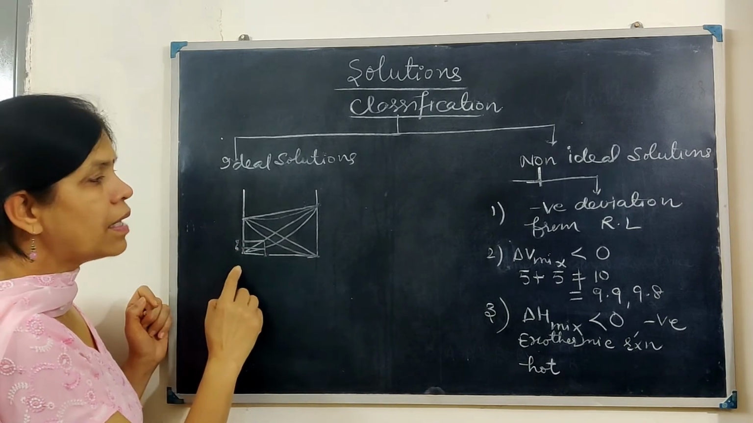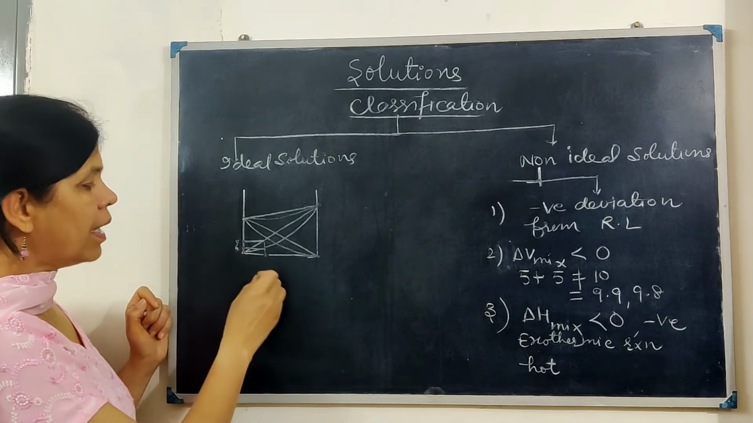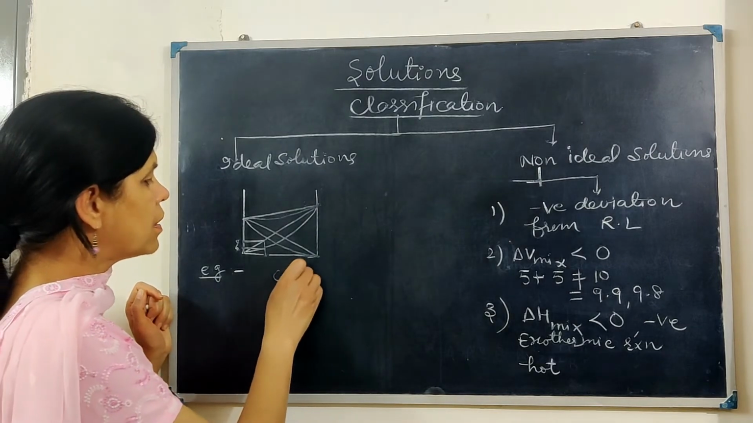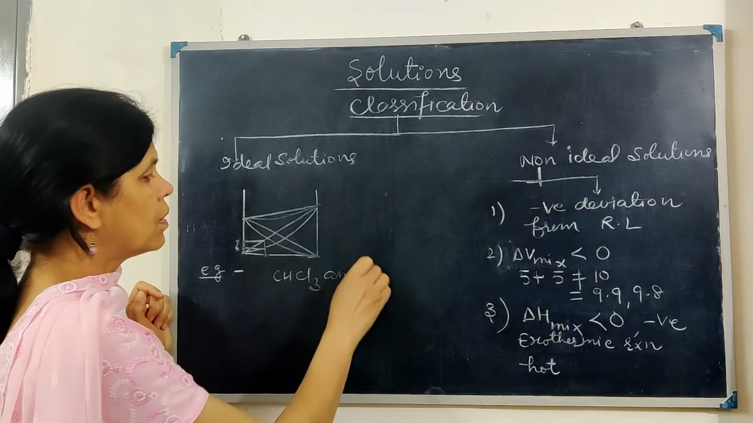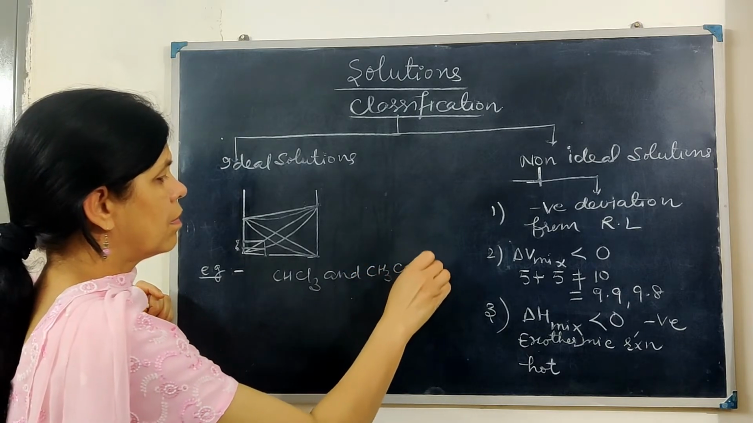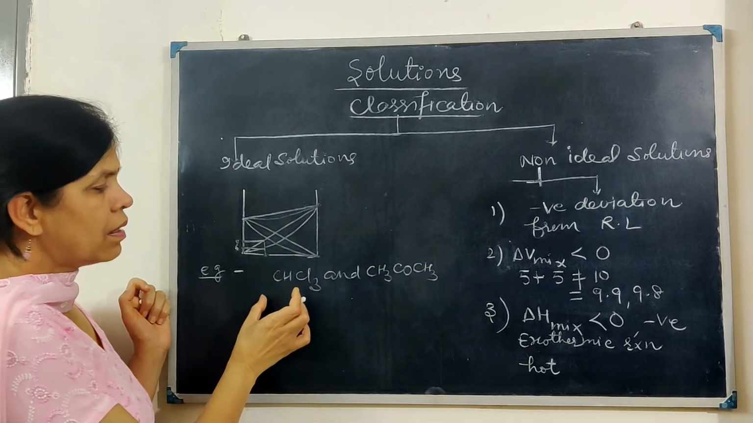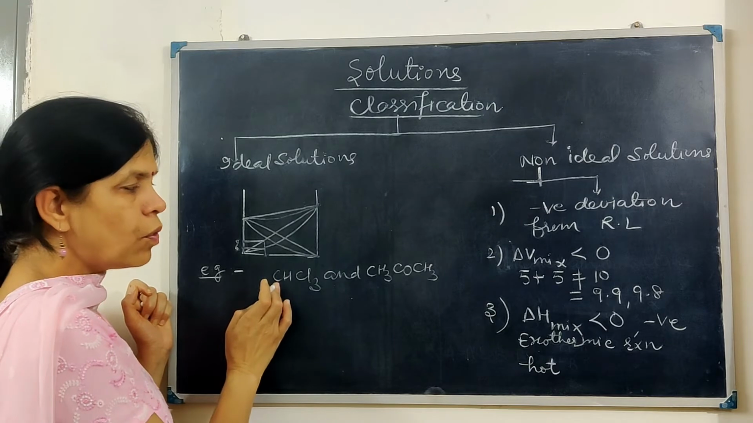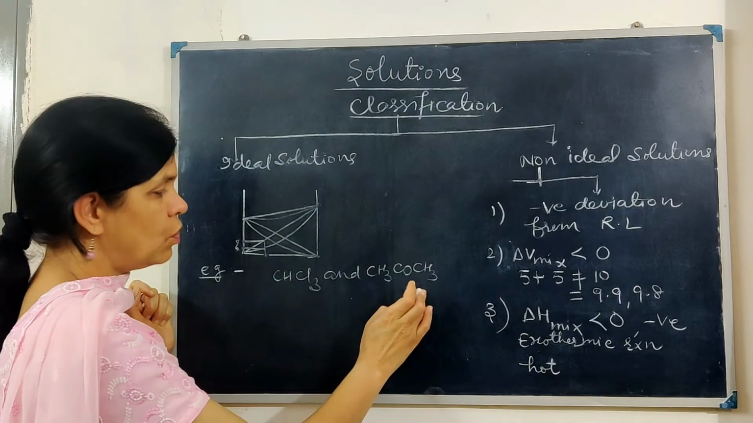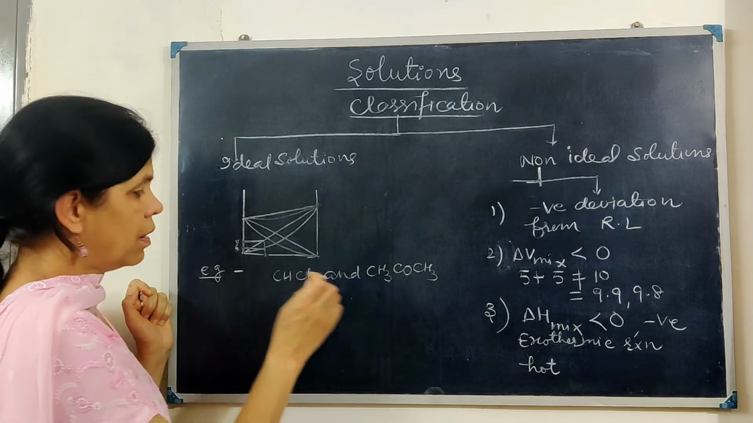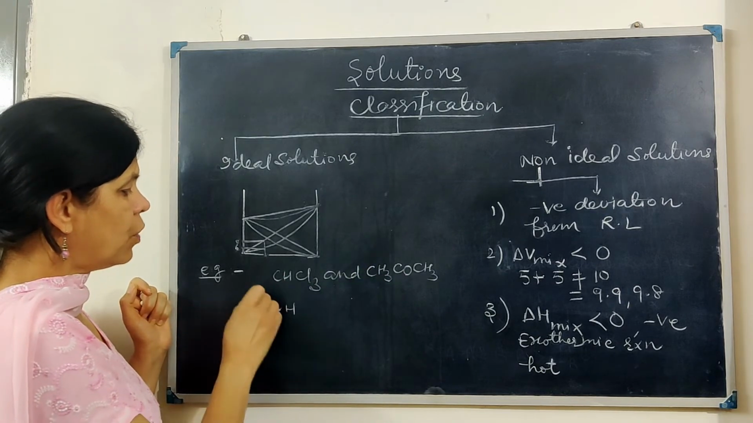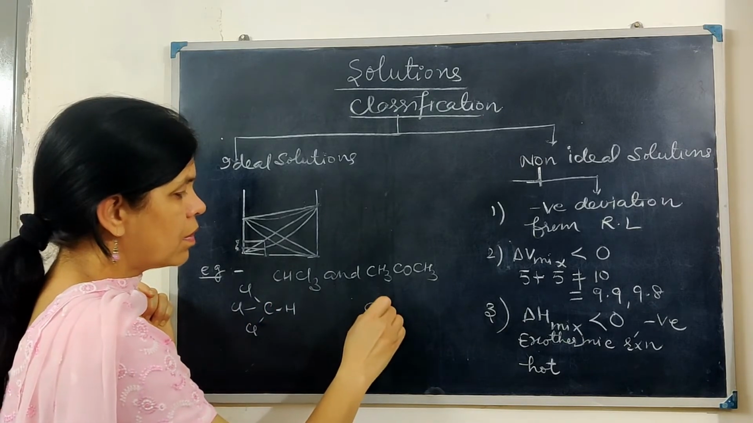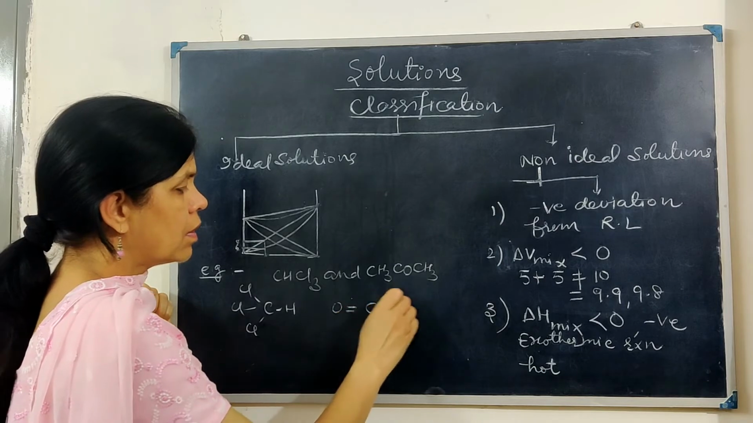But why is it happening so? Again, I'll explain it with the help of an example. Chloroform and acetone. You know, initially there are not very strong forces of attraction between chloroform and chloroform, as well as in acetone and acetone. But when the two join together, they are bonded with hydrogen bond like this. This is chloroform. This is acetone.